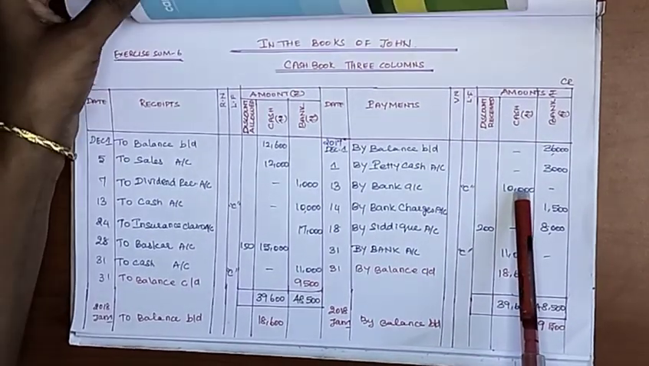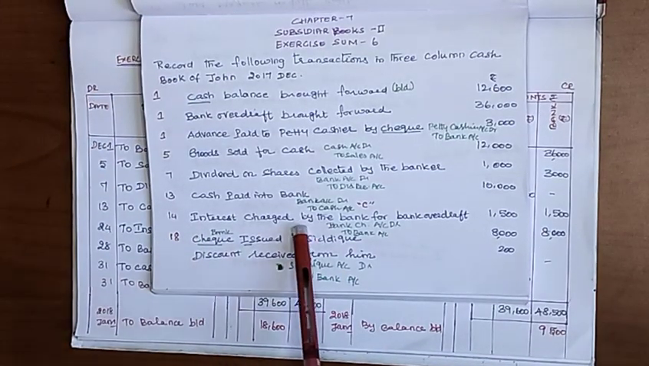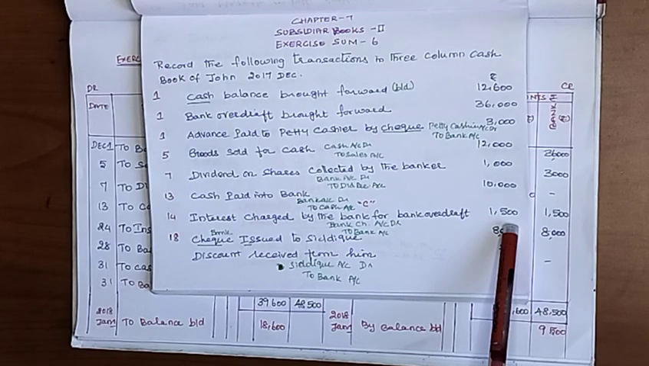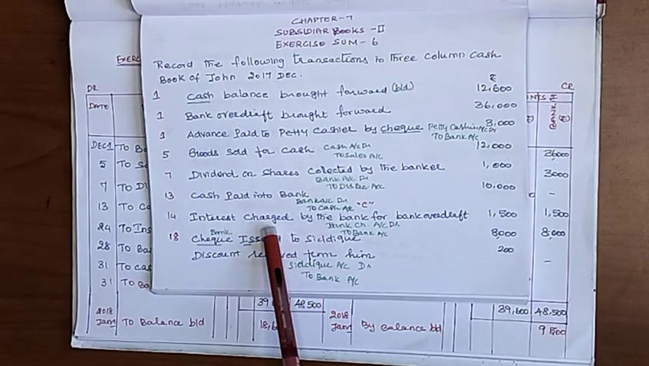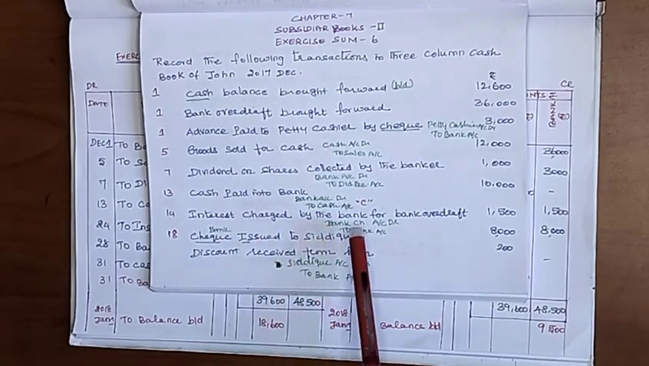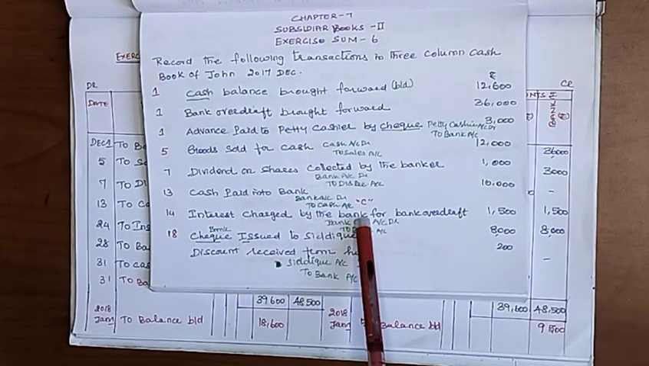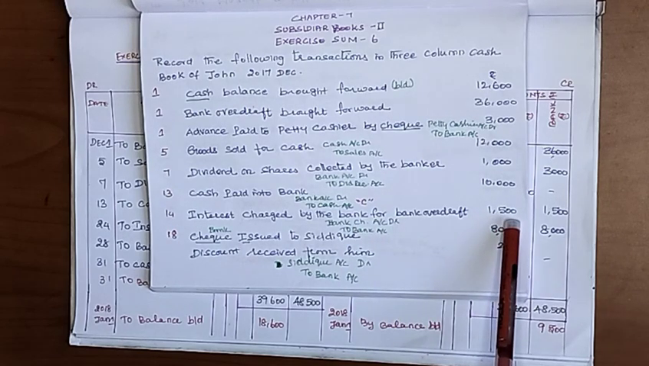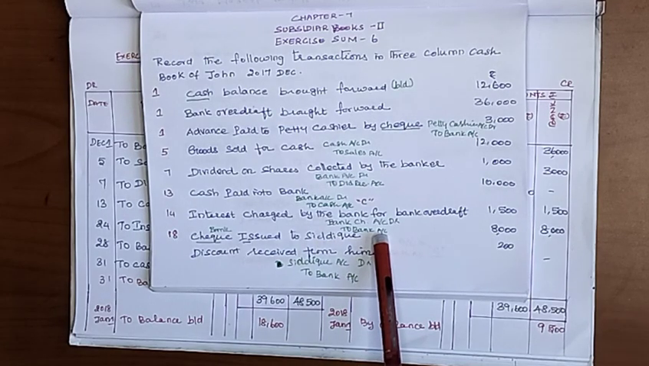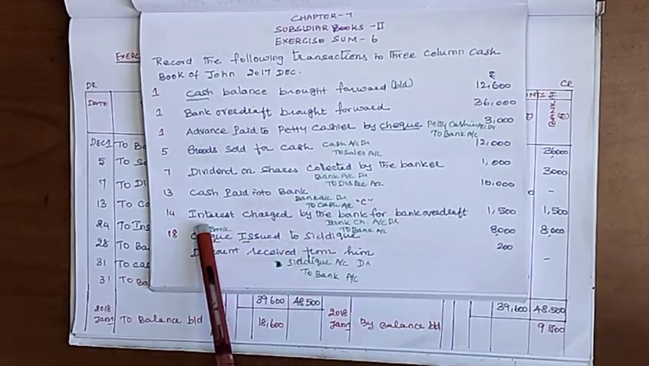Then the next transaction is December 14, interest charged by bank for bank overdraft, 1,500 rupees. So the bank charged the interest for the bank overdraft. So your bank account is decreased. They took it from your bank account. How much? 1,500 rupees. For what purpose did they take cash from your bank? For interest. For the bank overdraft they took the interest.